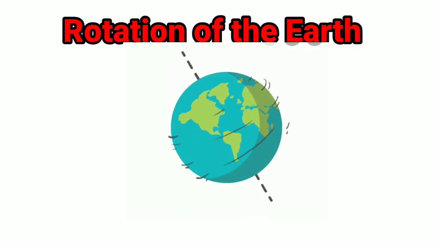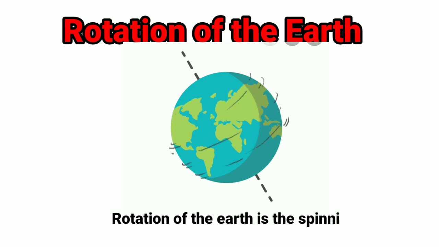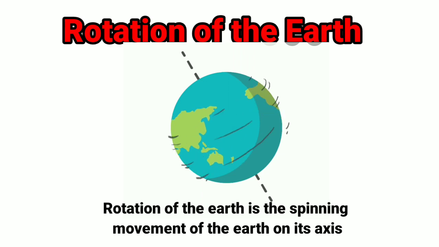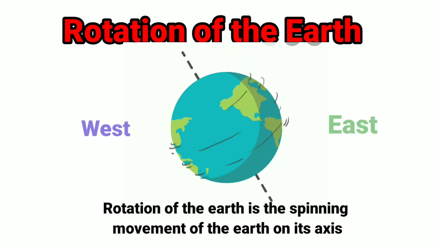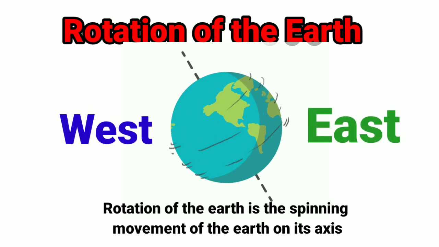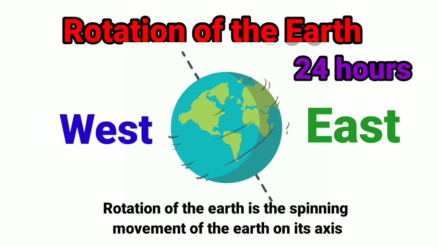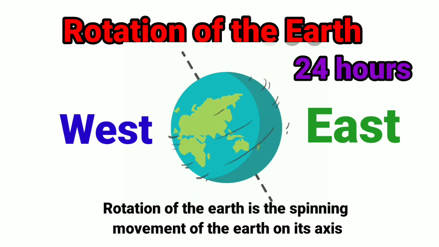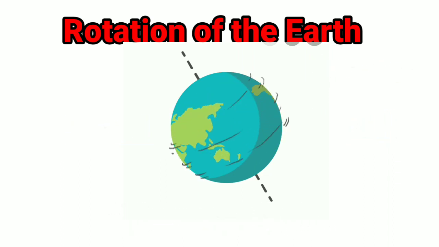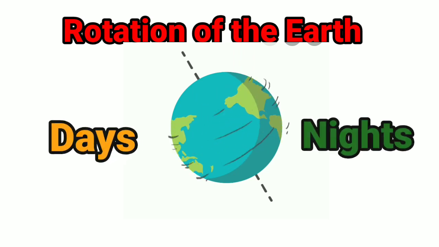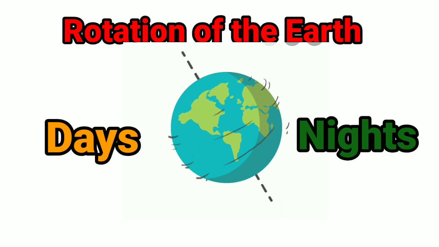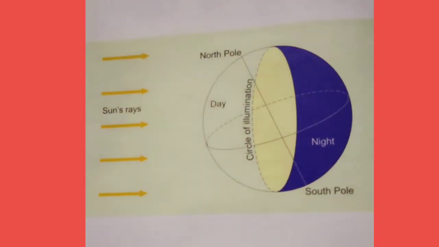Rotation of the earth, as I told you, is the spinning movement of the earth on its axis. Earth spins on its axis from west to east, and it takes 24 hours to complete its one rotation on its axis. Due to this rotation, days and nights are caused. Let's understand how days and nights are caused with the help of this diagram.